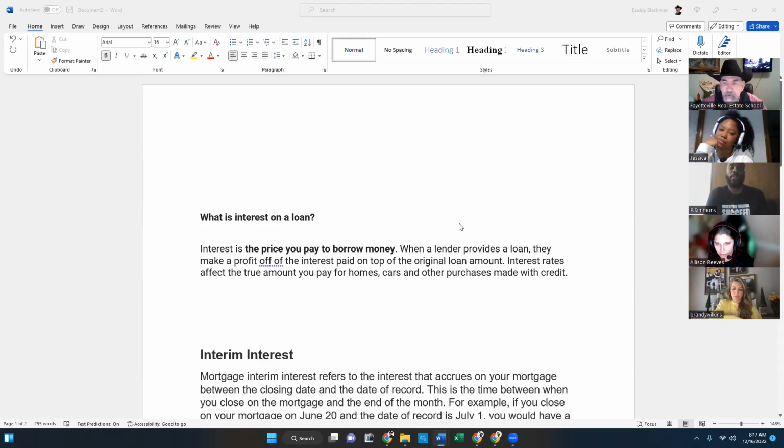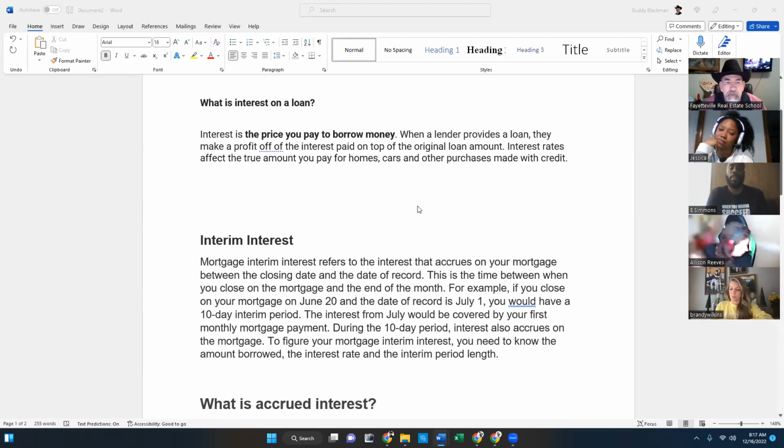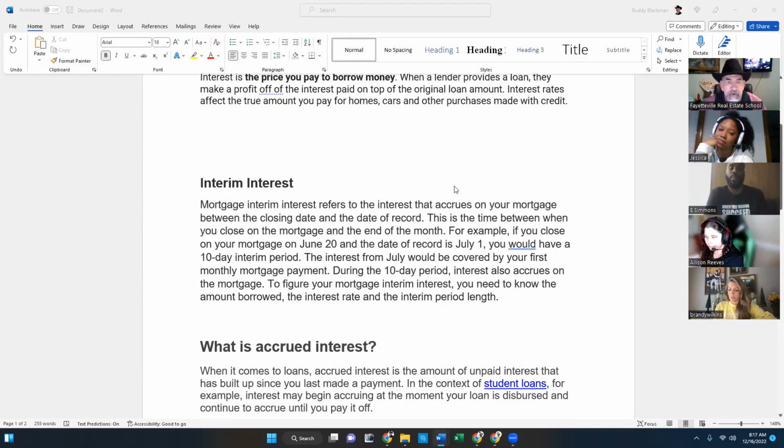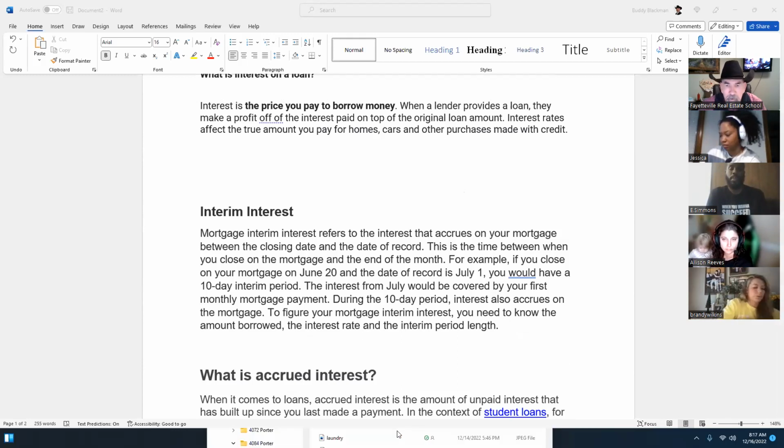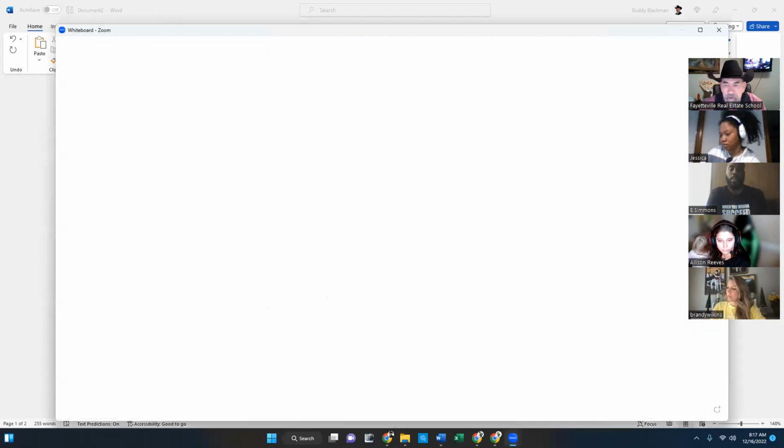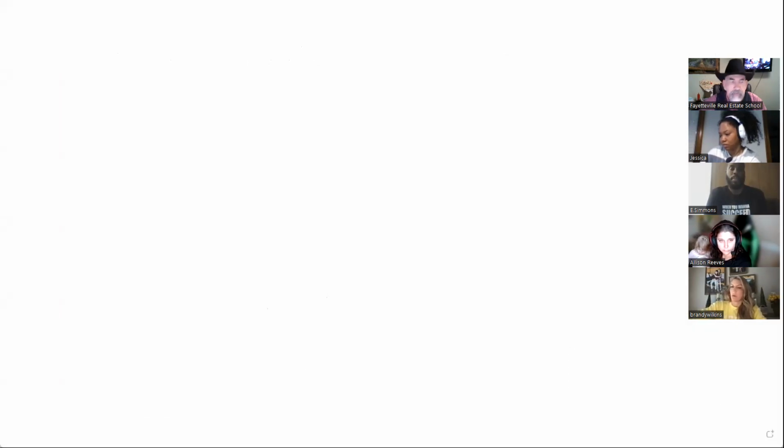There are two types of interest that we have to deal with here in real estate. One of them is interim interest, and then there's accrued interest. Interim interest and accrued interest. So let me share, and I'm going to do a whiteboard here so I can draw on my screen. And let's talk about this.